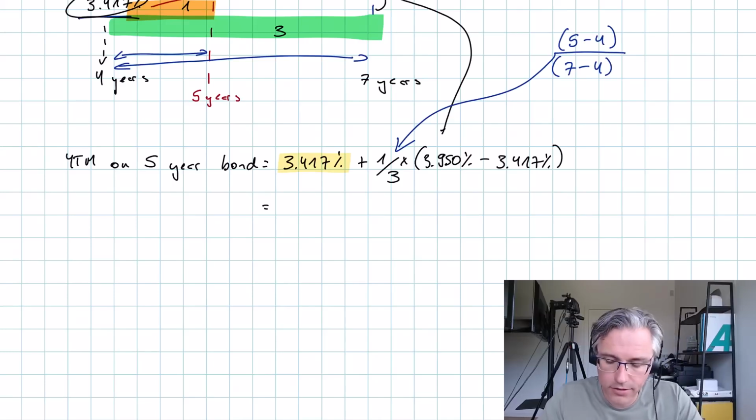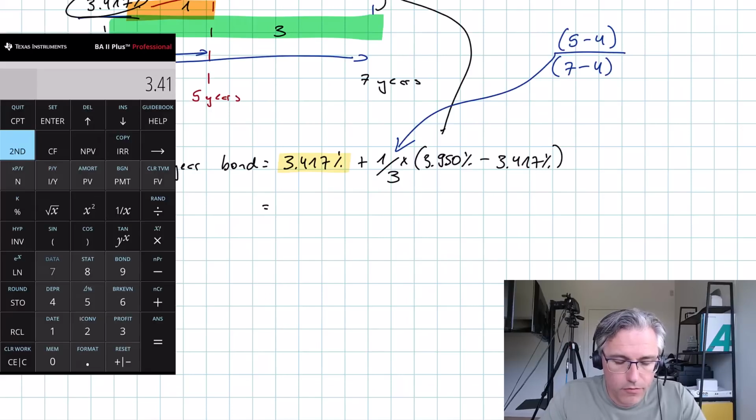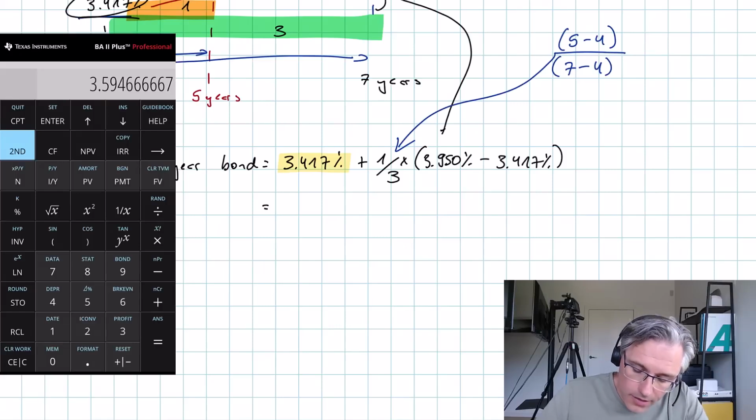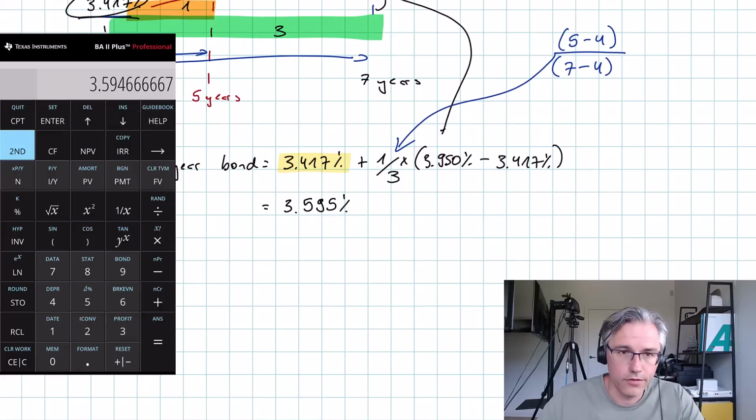And let's now see what the result is. Get the calculator again into our hands. So 3.417 plus, open bracket, did I need to open that bracket? No, so close it. Once again, 3.417 plus 1/3 multiplied, and you can see it's already showing me this is 1/3, by what's in my brackets here, 3.95 minus 3.417, close the bracket, equals, okay, the yield is going to be 3.595% if I round it to the third place after the decimal point.